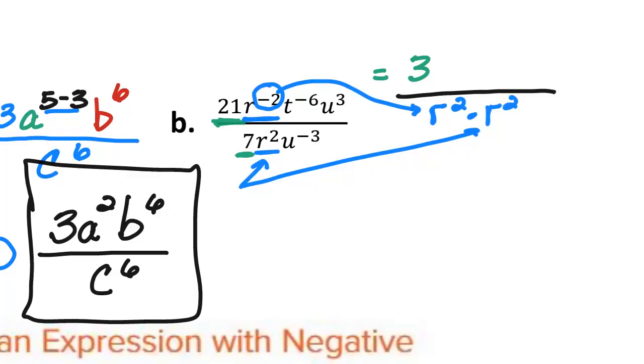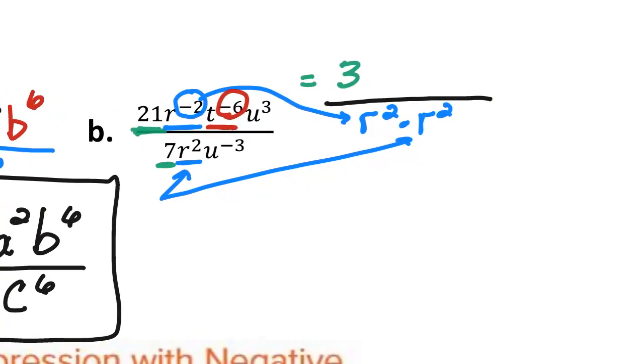All right, then I have t to the negative 6. That's the only t base I have, and it's a negative power, so I'm going to move that to the bottom denominator, and it becomes t to the positive 6. You take away the negative exponent.